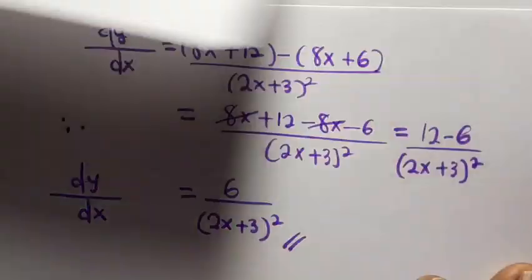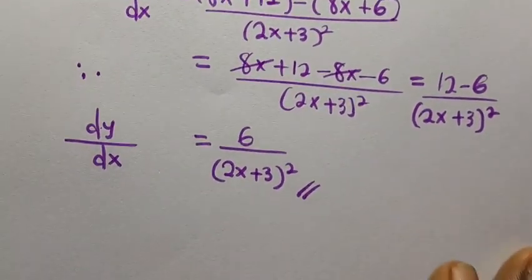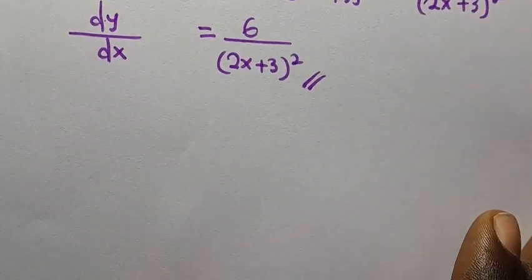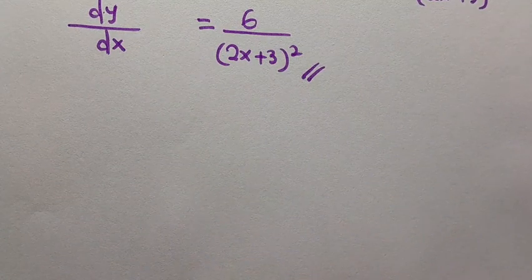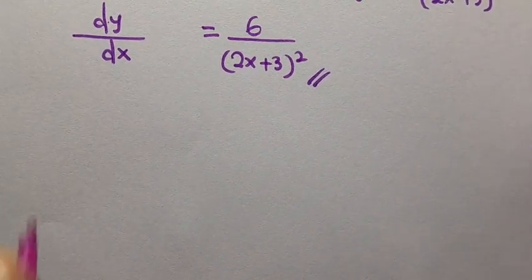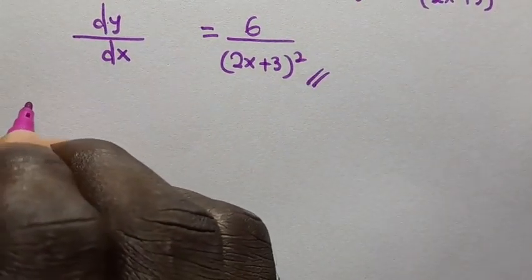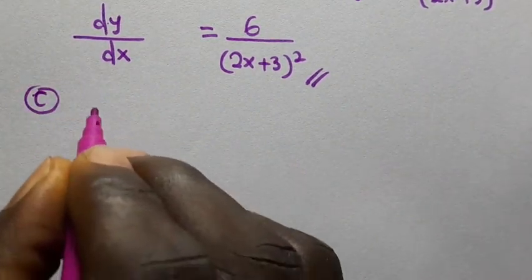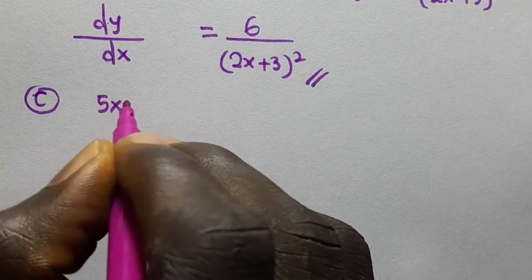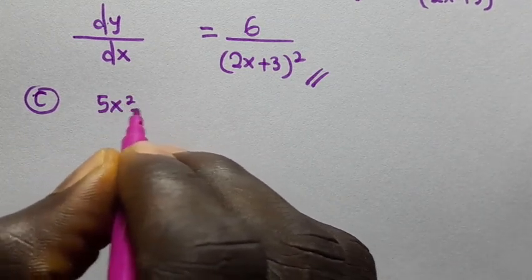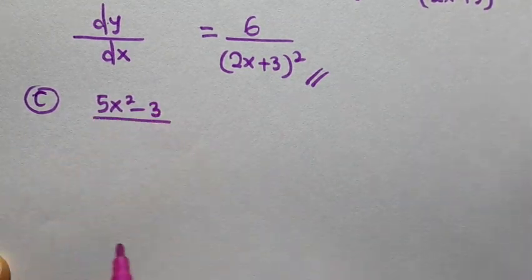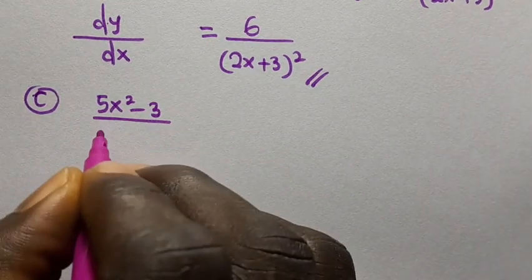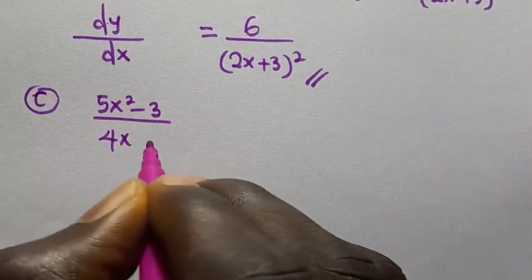So let's take a look at another example under this. We call it example C. When you have (5x squared minus 3) divided by (4x minus 2).